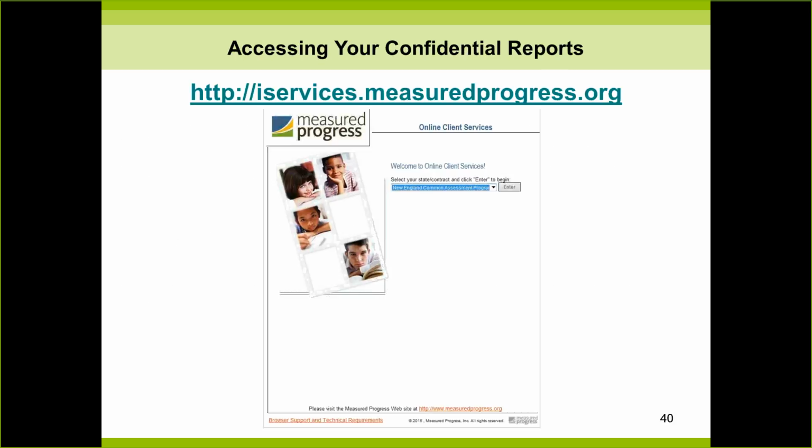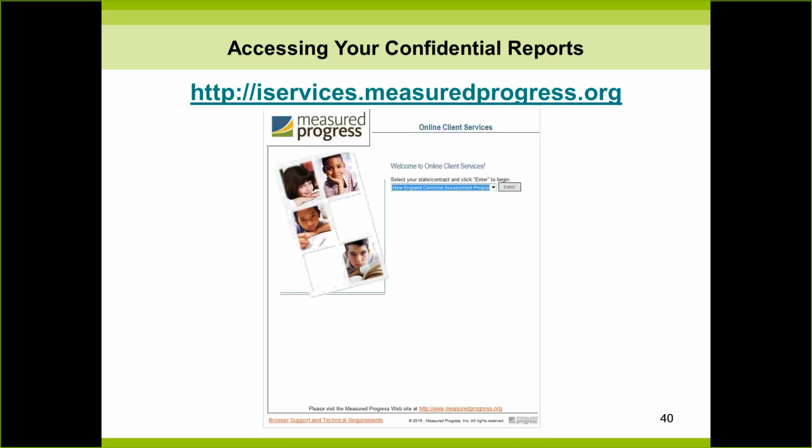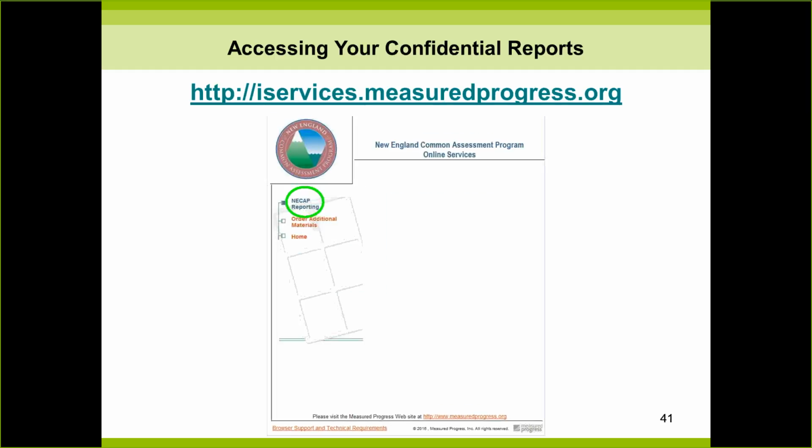We will now take you to NARS, the NECAP Analysis and Reporting System, and show you how to navigate the site. Step 1 is to type http://iservices.measuredprogress.org into your browser and hit enter. You'll see the following homepage. From the drop-down menu, select New England Common Assessment Program and hit enter. You will then see this website. Click on the NECAP reporting link to navigate to NARS.